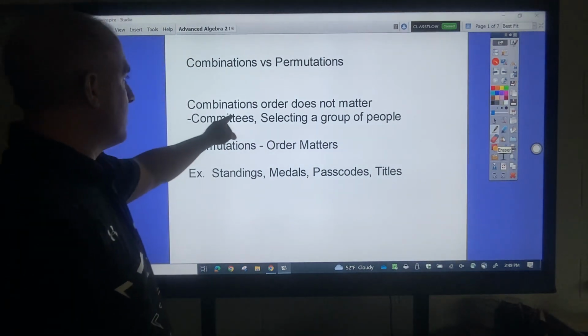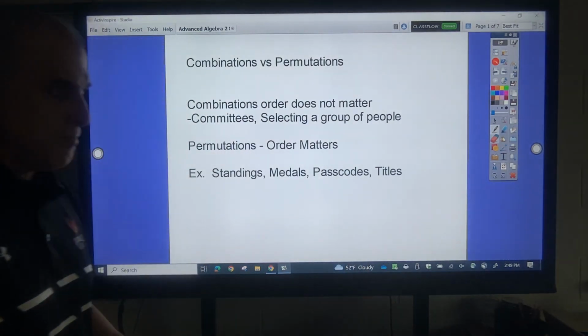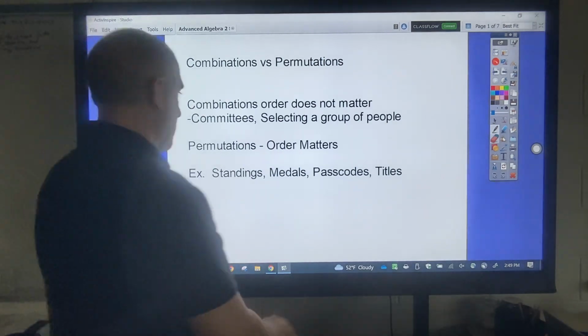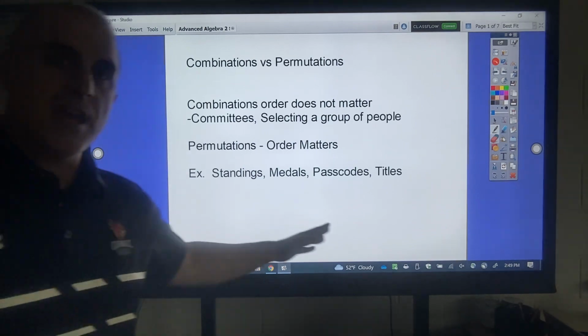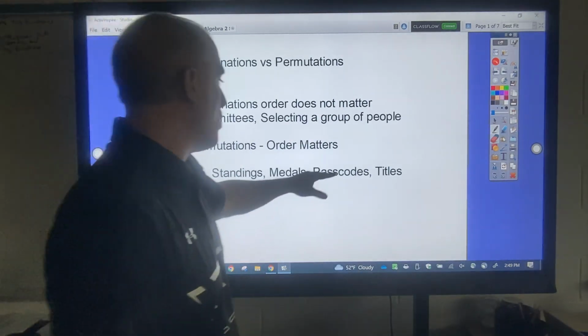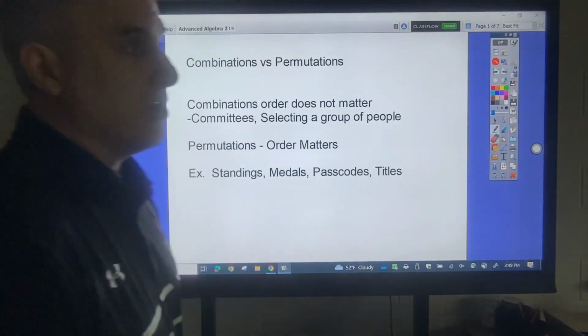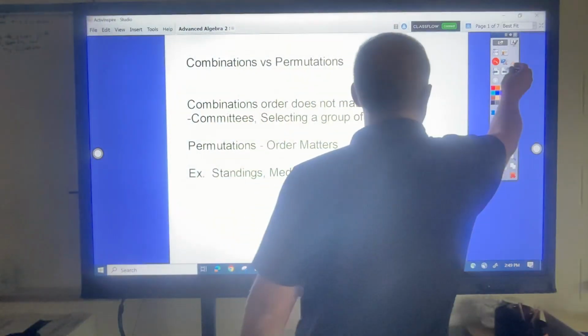Common things you'll see with that are committees, selecting a group of people, and the big thing is selecting a group of people with no titles. Because with permutations, order matters, like standings in a sports event, or medals: gold, silver, bronze, or passcodes, or titles, like president, vice president, secretary, etc.